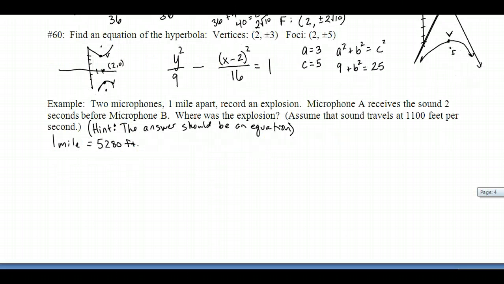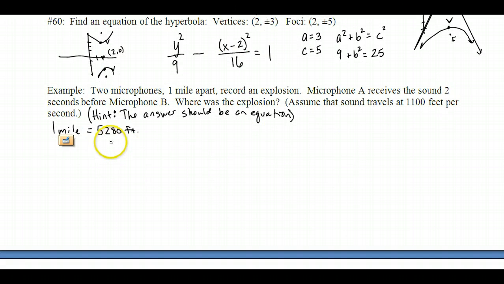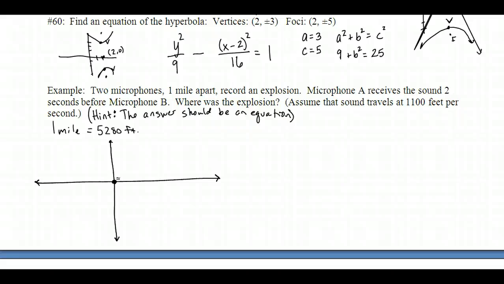And with that situation, I'm going to draw a picture. Pictures are worth 1,000 words. Helps out a lot. And I'm going to assume that my center is right at the origin. Because when you make a picture where you have a word problem, oftentimes you want your center to be at the origin, and most of the time it's going to be able to be there. So our microphone A, I'm going to just put that over here. Here's microphone A. And equal distance over here will be microphone B.